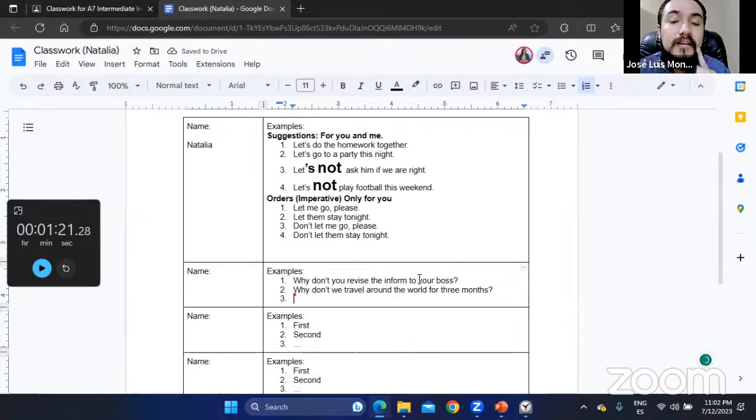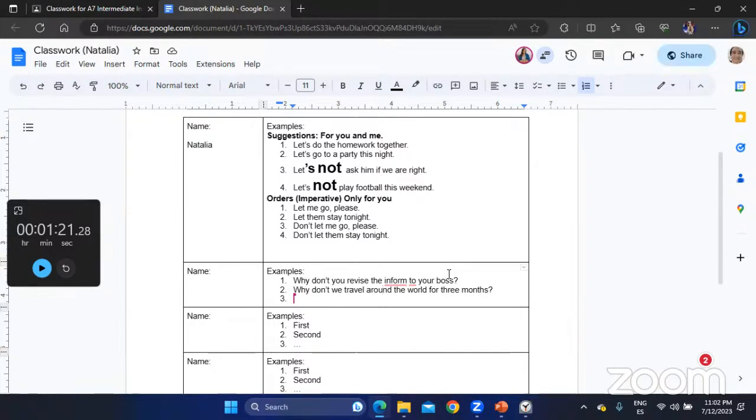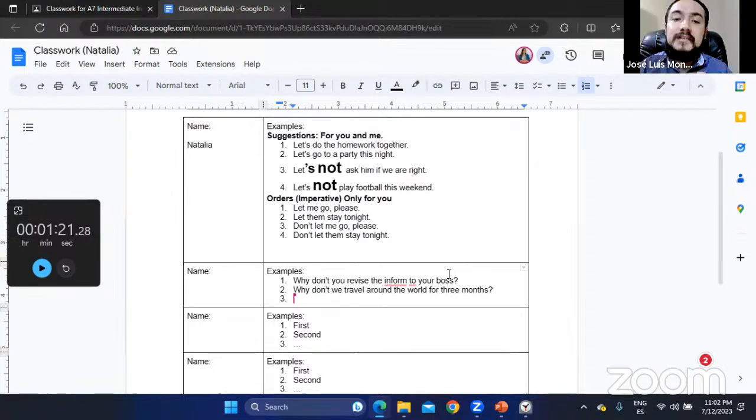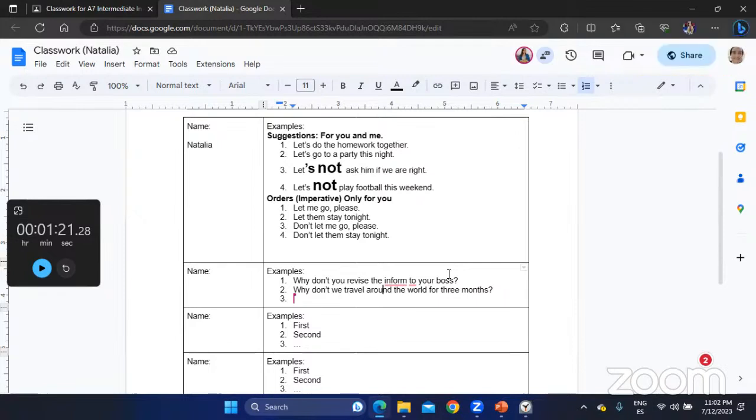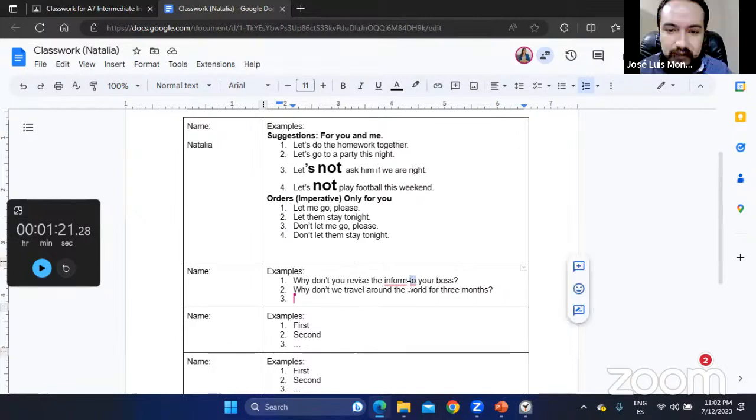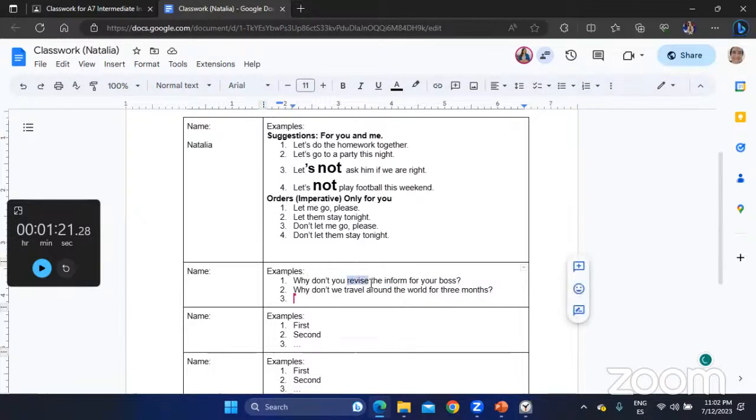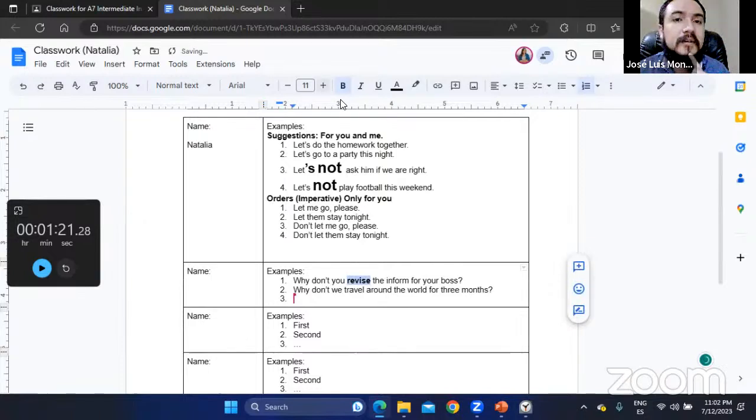And here, instead of to, all right, because to is not a preposition, here you need collocations. A collocation is a combination of a verb plus a preposition, and not all of them are going to work together. You can revise something for someone or with someone. So are you going to revise this inform for your boss or with your boss? For your boss. Okay, for in this case, right? And again, you have options, but in this case, it is going to depend on the meaning and what you want to say. So again, revise in this case is better than review.